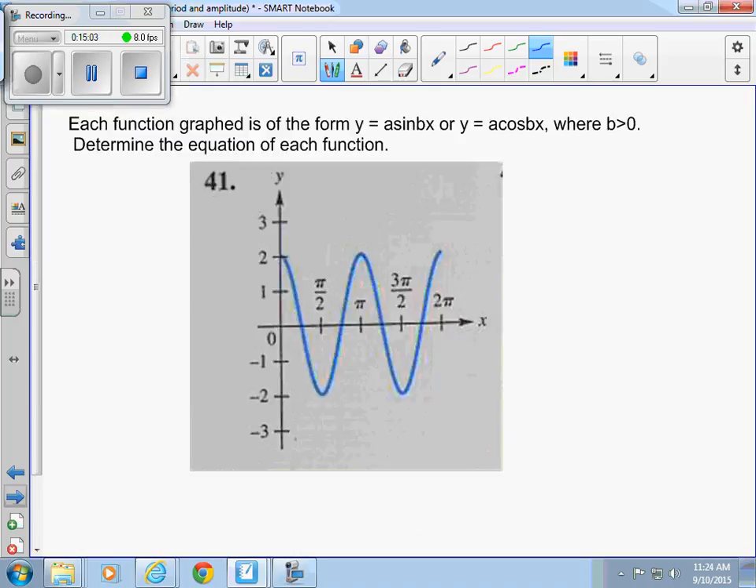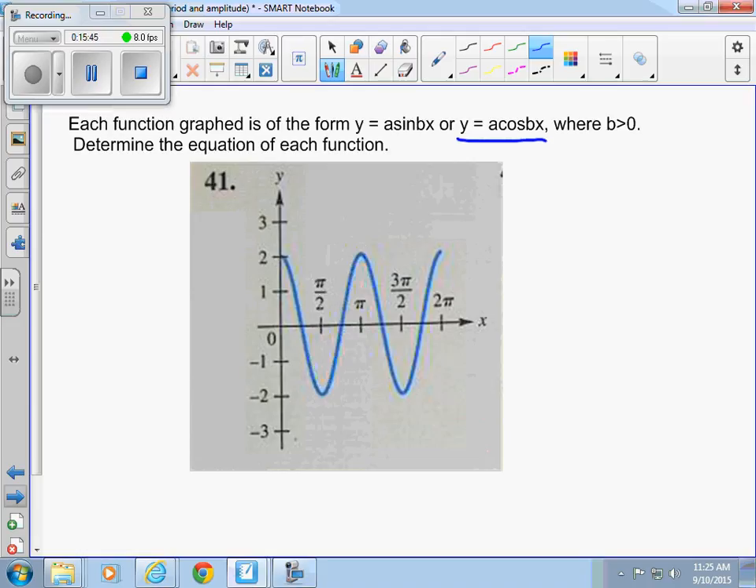Okay, now we're going to go backwards. Each function graphed is in the form y equals a sine of dx or y equals a cosine of dx. Determine the equation of each function. Technically, you could make any of them sine and you could make any of them cosine. But we're going to go for the easiest graph possible. So, glancing at this, what type of function do you think you would want to make it? Cosine. Why? It starts out at 1, or 2, so it would be easier if we use cosine. So I'm going to pick this one.